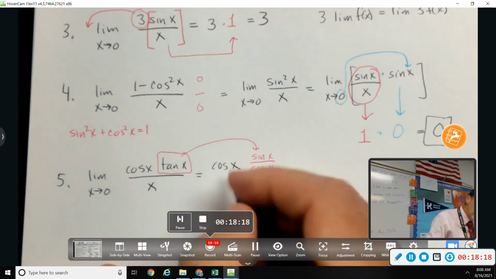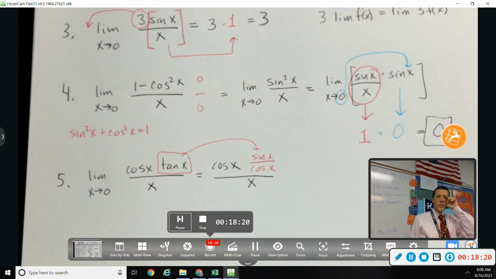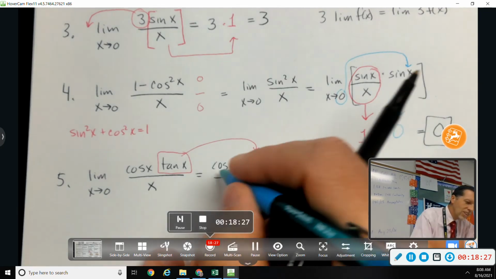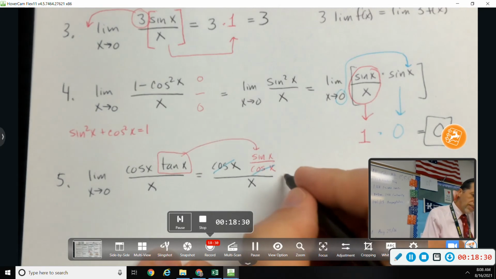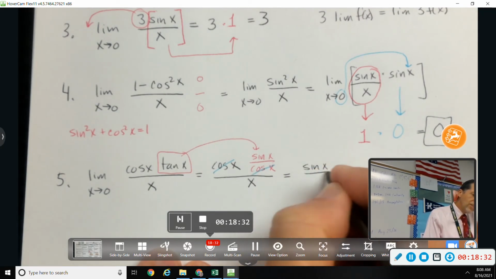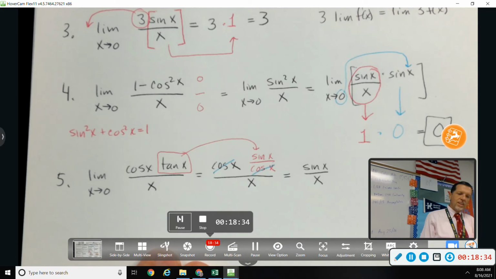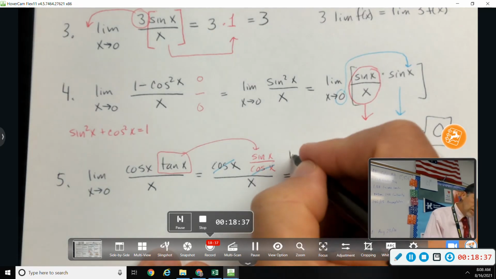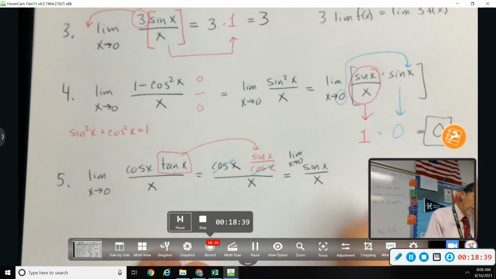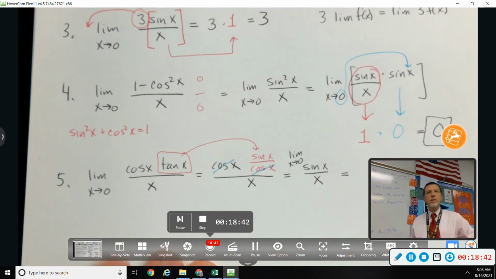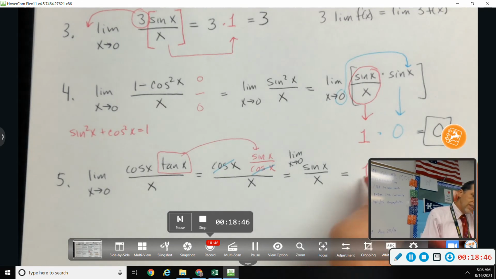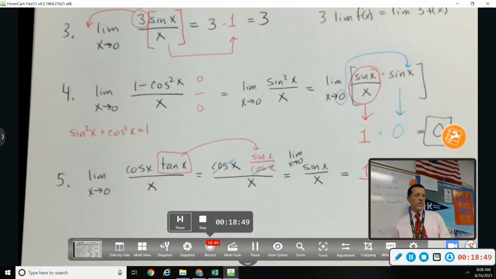which is a great substitution for this particular problem, because what happens? The cosines will cancel. And now I've got sine of x over x. And that's the rule that I got lazy and dropped right in my limits here, but that's one of the rules that we just learned. The limit as x approaches 0 of sine of x over x is 1. So again, a little bit of trig, a little bit of algebra to figure that one out.